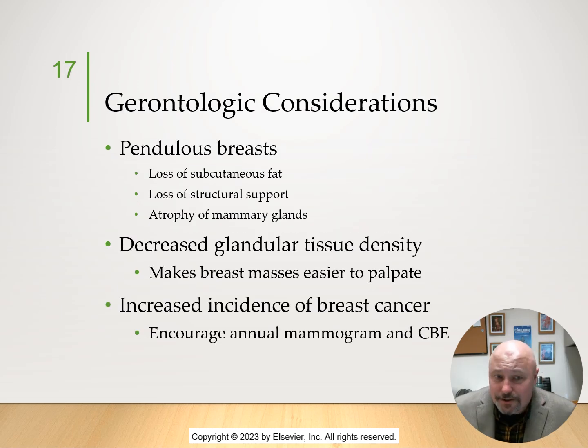For gerontological issues, one would be pendulous breasts, and this involves a loss of subcutaneous fat, a loss of structural support, and atrophy of the mammary glands. Also, decreased glandular tissue density, which makes breast masses easier to palpate, and an increased incidence of breast cancer are involved.